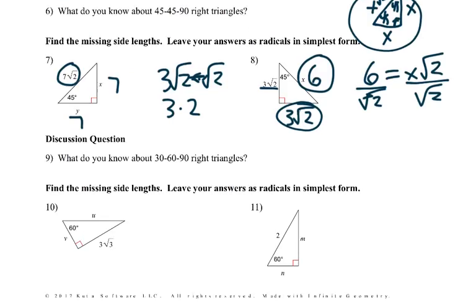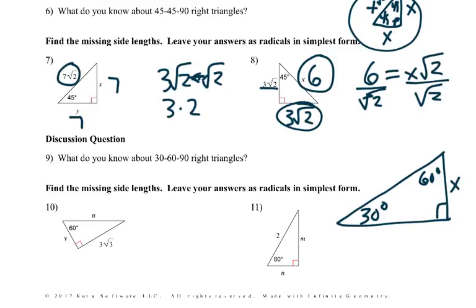Now, 30, 60, 90. That's another special one. And we found out that's a horrible triangle. So 30, 60, 90. We found out with this one, it's based off the small leg. The small leg is x, the hypotenuse is 2 times x, so twice as big. And the longer side is that side length times the square root of 3.